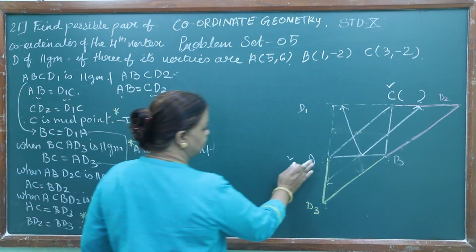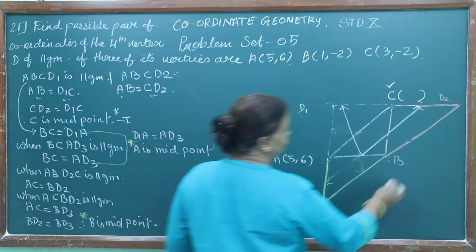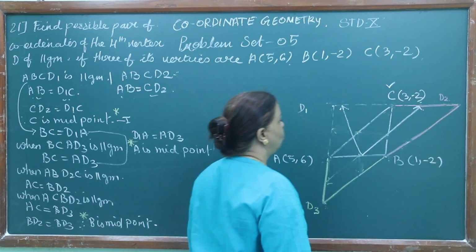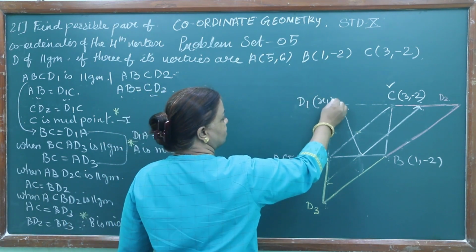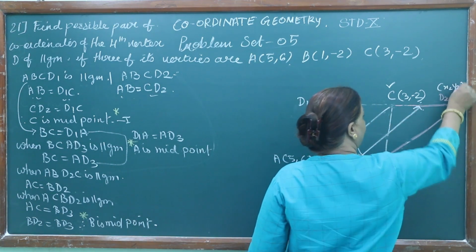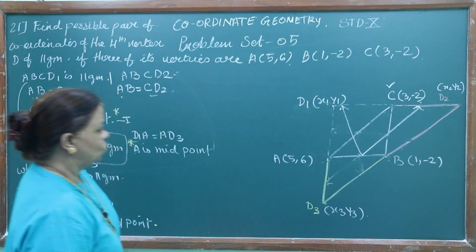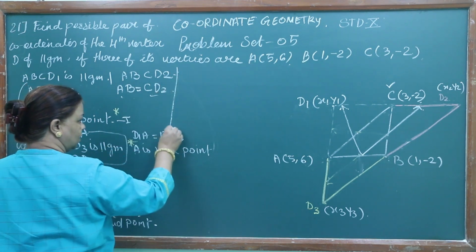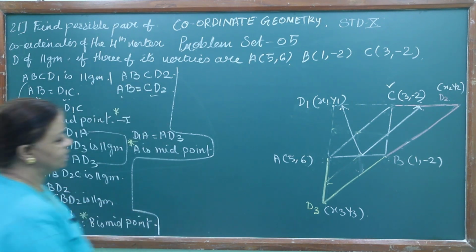Let me write the coordinates. A coordinate is (5, 6) and B coordinate is (1, -2) and C coordinate is (3, -2). We need to find out the coordinates of D1. D1 let us take as (x1, y1) and D2 let us take as (x2, y2) and D3 let us take as (x3, y3). So as we have proved it, let me rub this side. It is not needed to rub. I will try myself to prove or find here itself.